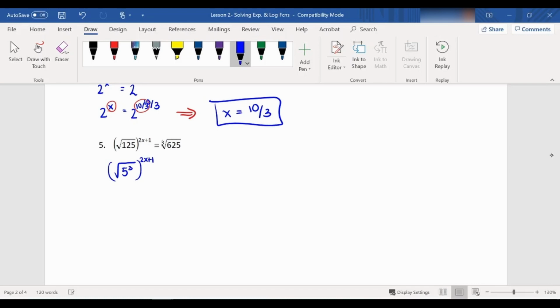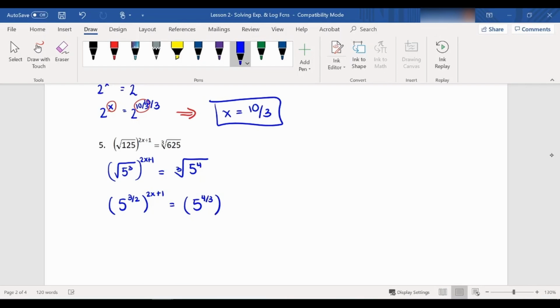So I'm going to rewrite the 125 as a 5 cubed. 625 is 5 to the power of 4. Okay, so the first thing I'm doing is changing the 125 and 625 to have the same base as each other. Once I've done that, I would choose to next deal with the radicals. I'm going to rewrite the radicals as fractional exponents. So on the left, I have a square root, which is going to mean this is 5 to the 3/2 to the 2x plus 1. And on the right-hand side, I have a cubed root, so this is going to be 4/3.